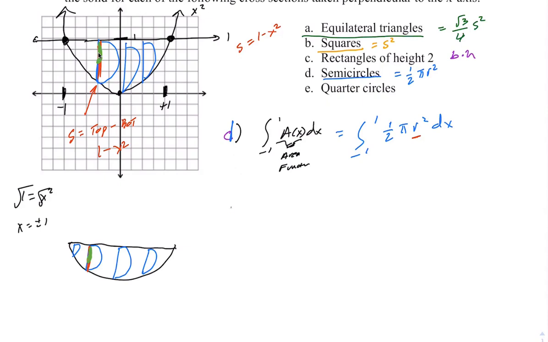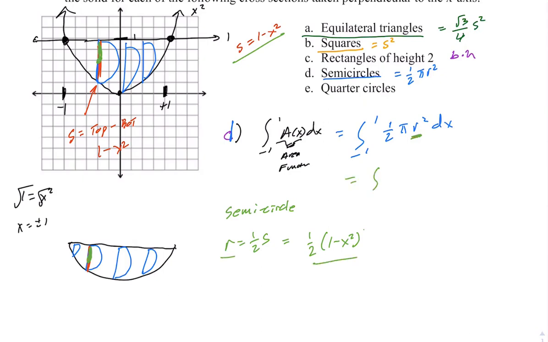So for a semicircle, radius is equal to 1/2 s. So if I was to do this equation right here, remember s doesn't change. It's still top minus bottom. I'm going to do 1/2 of 1 minus x squared. That'll be my radius. So that's what I got to plug into here.